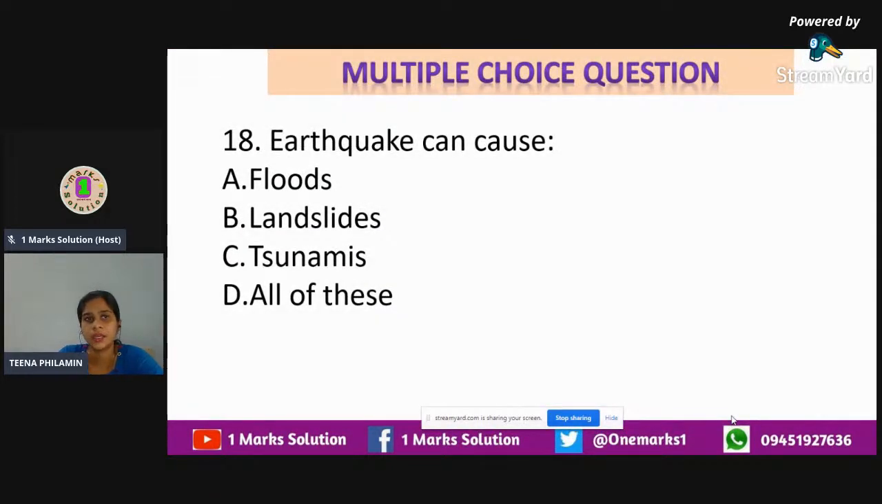18th one, earthquake can cause what all? What are the effects of earthquake, or what are the causes of earthquakes? After an earthquake happens, floods will happen, landslides will be there, and tsunamis will be there. So all these are after effects of the earthquake. After the earthquake, floods, landslides and tsunamis will be there. So all of these are the effects of earthquake.